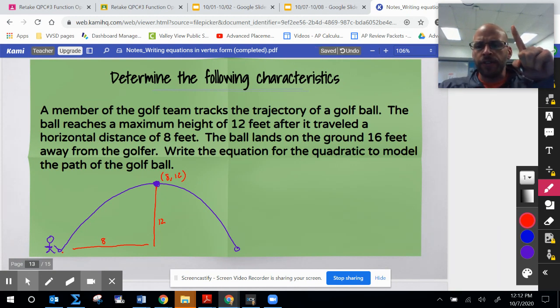Remember, always your x value first. Your x is your horizontal. Your y is your vertical. So that's why I wrote the 8 first and the 12 second, x comma y.